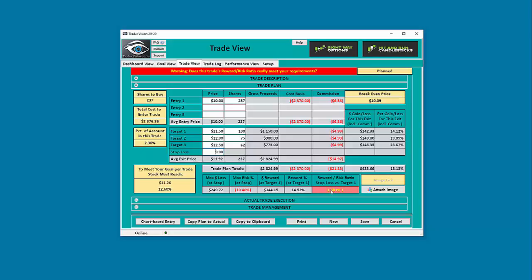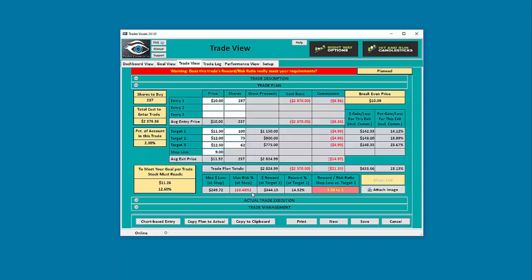So at the first target, stop loss versus first target, our reward to risk ratio is only 1.38 to 1. And for that reason, this field is pink, giving us a warning. You'll also notice that a maximum stop loss of 10.48% is a pretty steep stop loss to take.